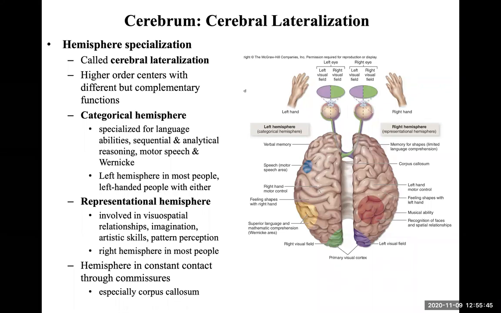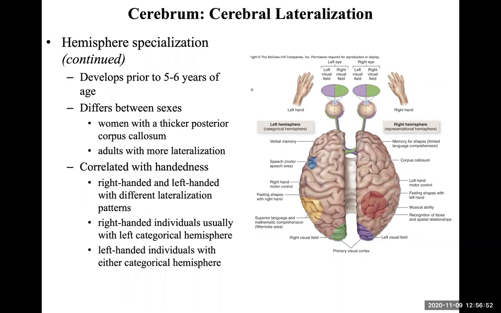The other thing I want to say is that the right hemisphere being the representational hemisphere and the left being the categorical is true for most people because most people are right-handed. Left-handed people have this whole special thing going on. They are just a bit more versatile when it comes to either side of their brain taking on functions. So for left-handed people, their left hemisphere might be acting as the representational hemisphere, and their right hemisphere might be acting as the categorical hemisphere. I think I have another slide for left-handed people in a moment. And again, the hemispheres are in constant contact with one another through the corpus callosum, right? That commissural tract.